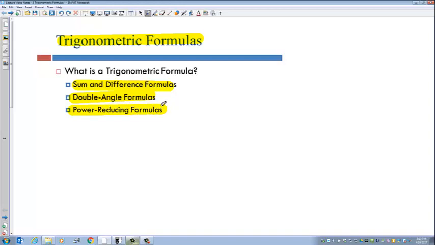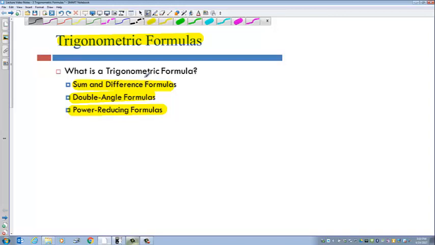The good news is you don't have to memorize these for the exam, although it does really help if you have some of them memorized, and you can do this with note cards. Let's talk about the first type of formula here, which is the sum and difference formula.